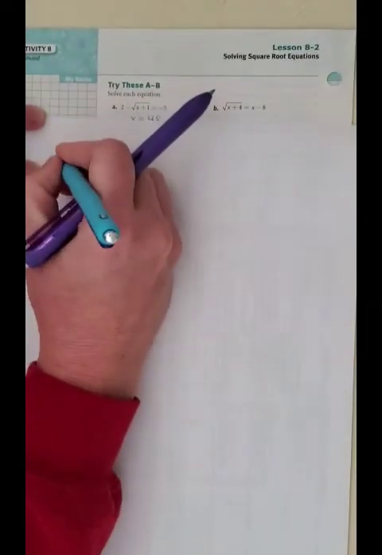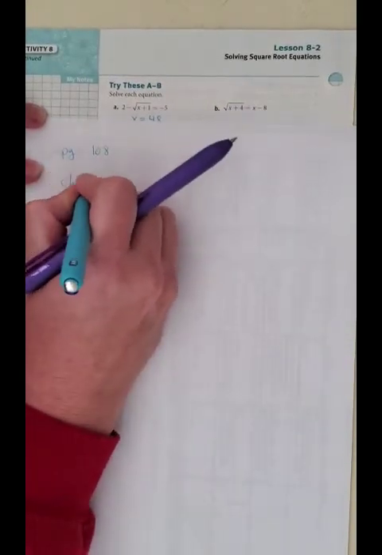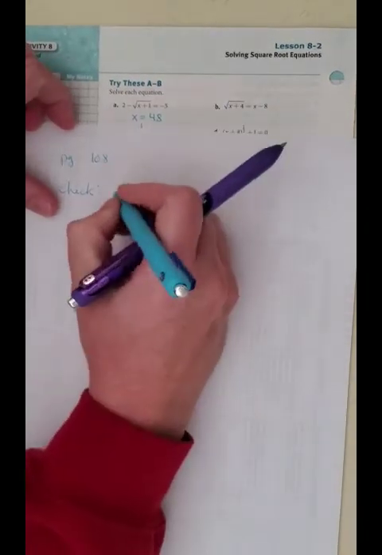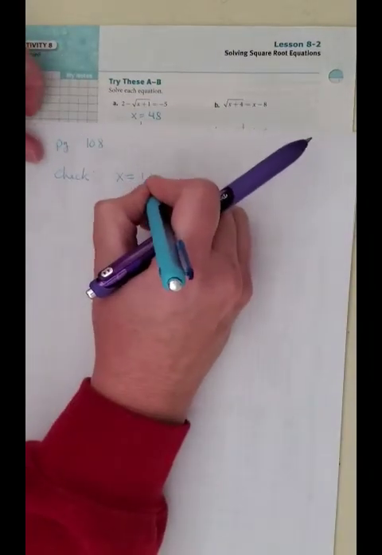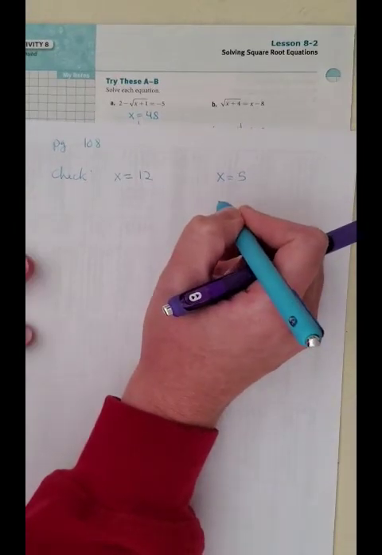So still on page 108, and now we're doing our check. All right, so we're checking our two solutions. Remember, we had two solutions, x equals 12 and x equals 5. And we're checking those in our original problem.